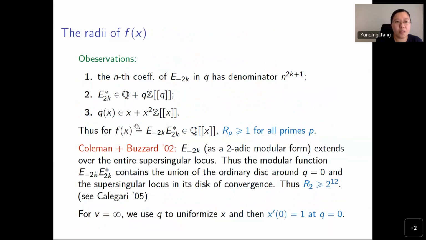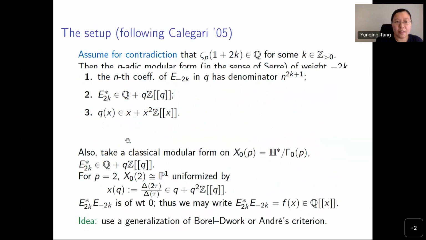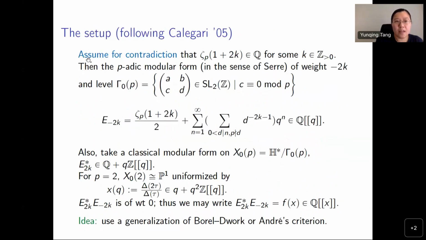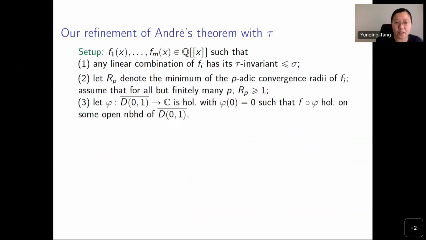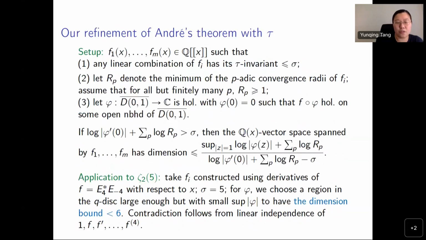Okay, let me go back a little bit. This is the thing. Assume for contradiction this is rational, then we can conclude this has rational coefficients. If this is irrational, then we no longer have rational coefficients. So that's where the first assumption for contradiction comes in. So assume for contradiction that all these have rational coefficients, which is the same as assuming that the two-adic zeta value at 5 is rational.